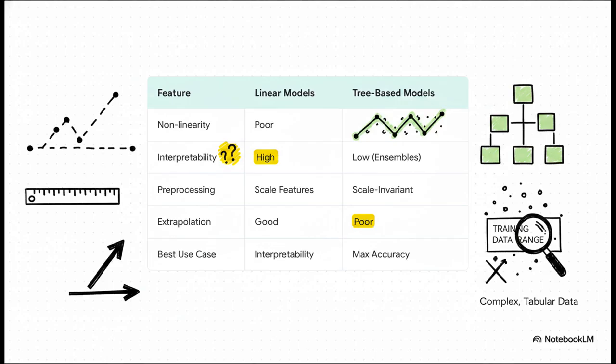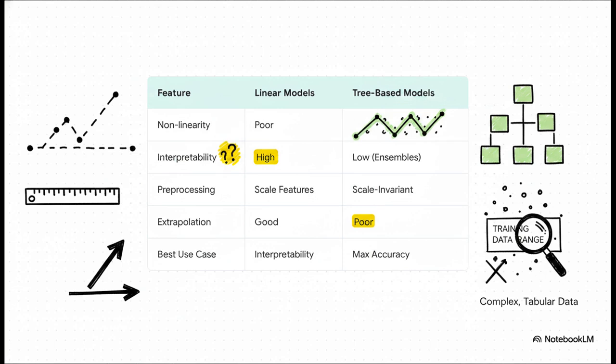Now look at the pre-processing. Linear models can be kind of needy. They want you to scale your features, handle missing values just right. Trees? They're way more low maintenance. But here's a really critical one: extrapolation. Trees literally cannot predict a value outside the range of what they saw during training. Linear models, on the other hand, totally can.